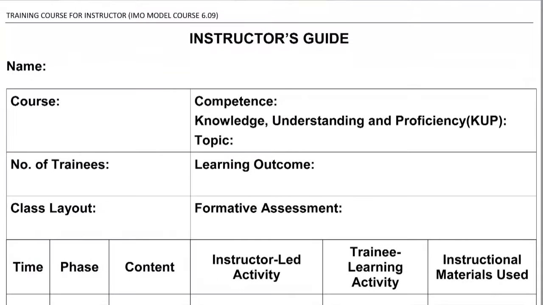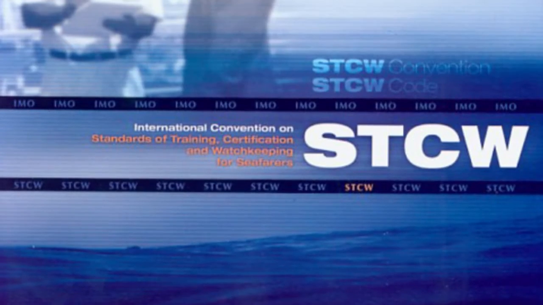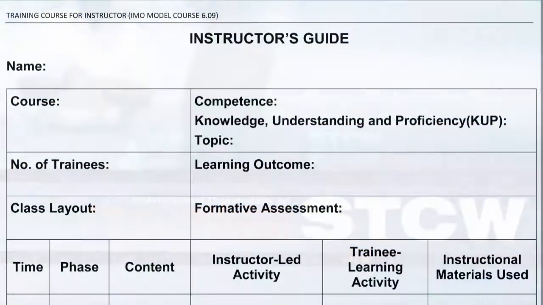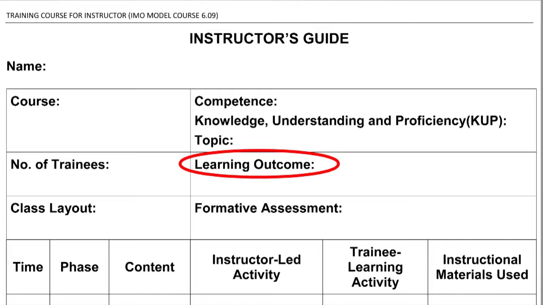Course, you have to indicate the course title. And then, the topic. The topic is based on the knowledge, understanding, and proficiency, or what we always call KUP, which is based on a given competence from the table of competences of your STCW code. Next is the statement of your learning outcome.